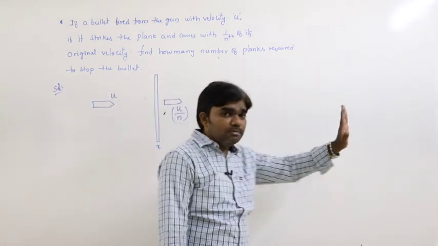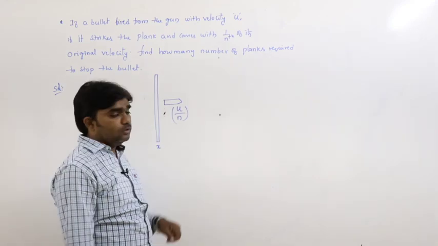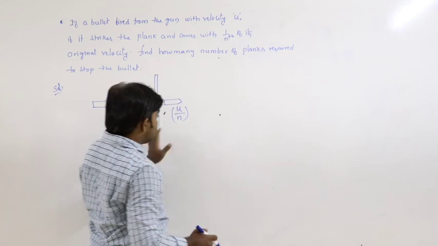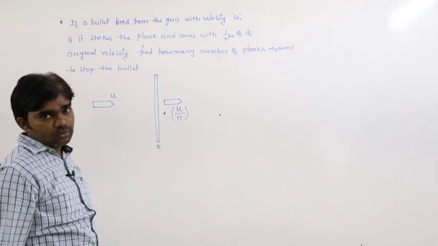How many planks of this type are required to stop the bullet? How many planks will be arranged to stop this bullet? That is what we have to calculate.